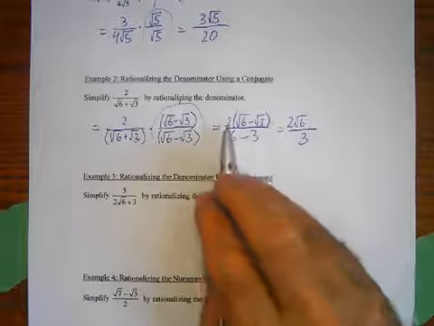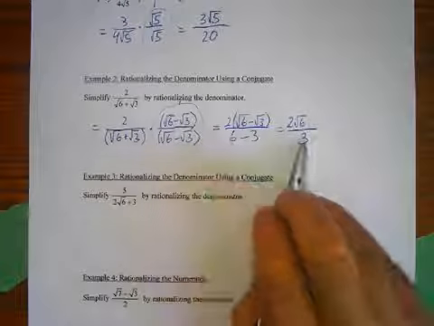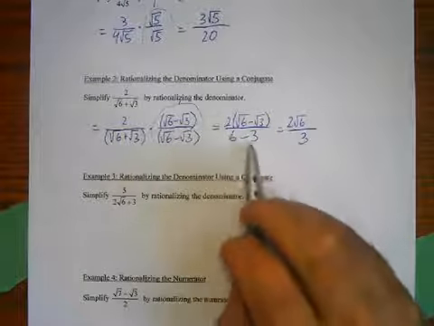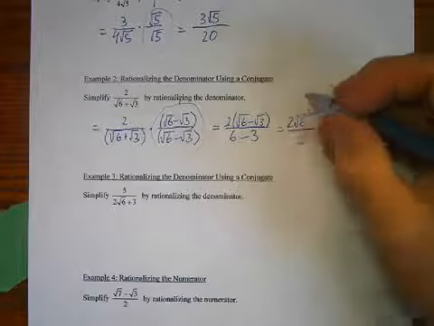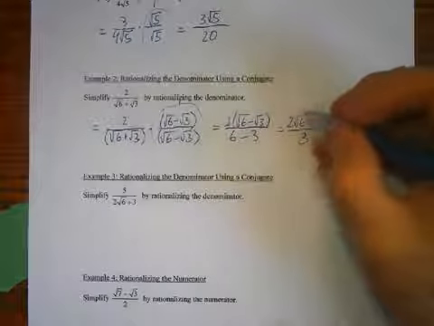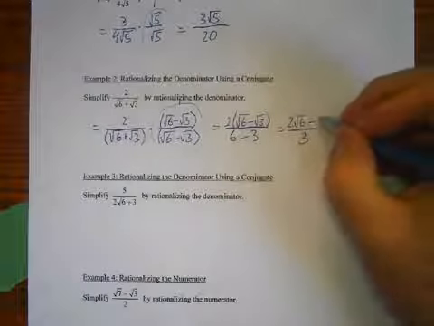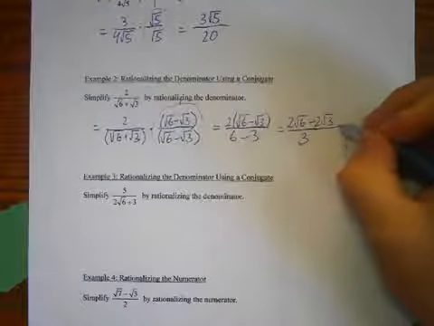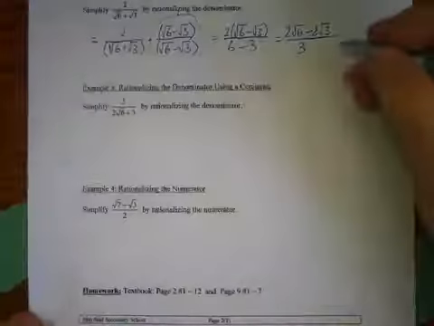Now, if you're thinking about this, the 2 that's up here and the 3 that's on the bottom, I can't do anything with that in terms of simplifying. And you have to look for that. So if I expand it, it's 2 root 6 minus 2 root 3 over 3. So that's the denominator rationalized.